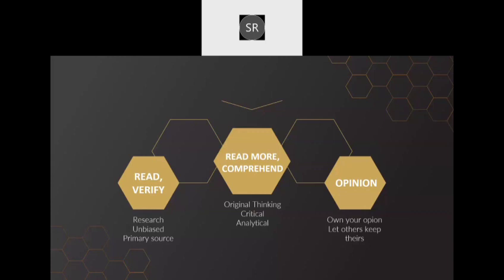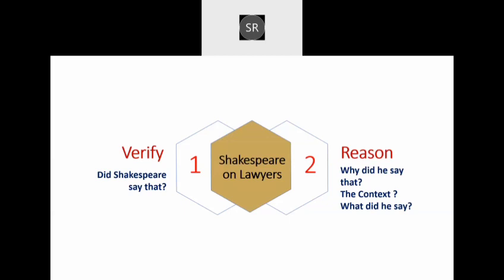Your reading must be unbiased, this is your research, and you must read from the primary source, not about what others wrote about Shakespeare. Second, you read more. You try to comprehend it. Apply your original thinking. Be critical when need be. Analyze it. And then you form your opinion. This opinion which you form is your own opinion. So own your opinion, because others will keep theirs. You need not take them. And this information, after we verify, we will come to the conclusion.